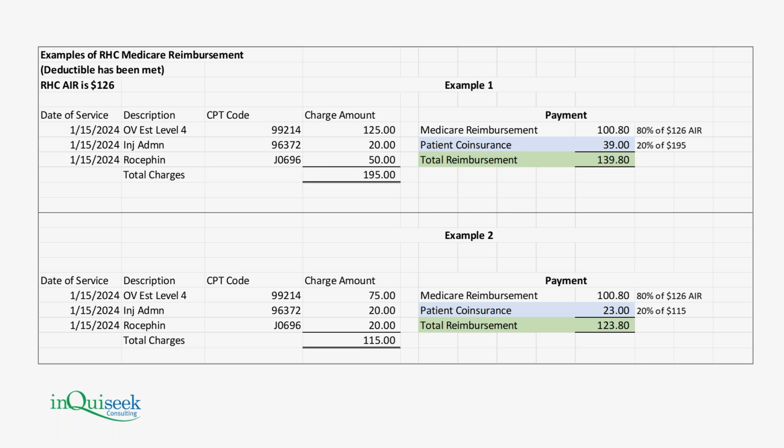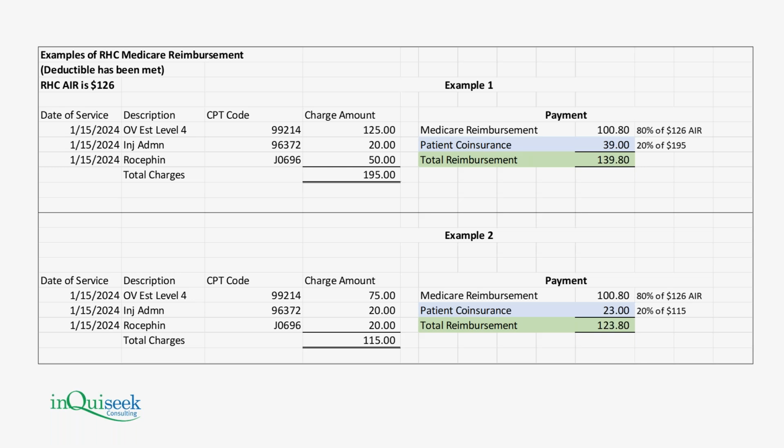And I am not suggesting any particular pricing or fee setting methodology. In this case, we're going to get the 80% of the AIR. We're going to get the $100.80 from our Medicare contractor, but our coinsurance is going to be reduced because it's 20% of 115. So the higher your charges are, the more coinsurance your patient will pay. This gets to be really tricky.